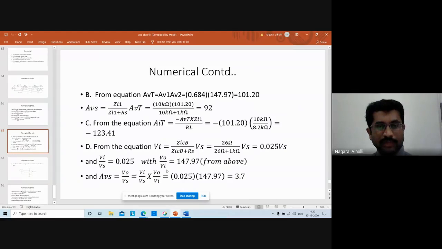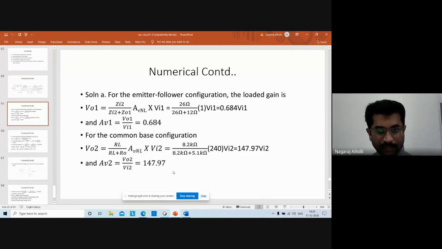What about V naught by Vi? V naught by Vi we have already calculated. Where did we calculate that? Here, V naught by Vi for the common base stage. V naught by Vi, it is 147.97. 147.97 is V naught by Vi for the common base stage, right? That we have already calculated.